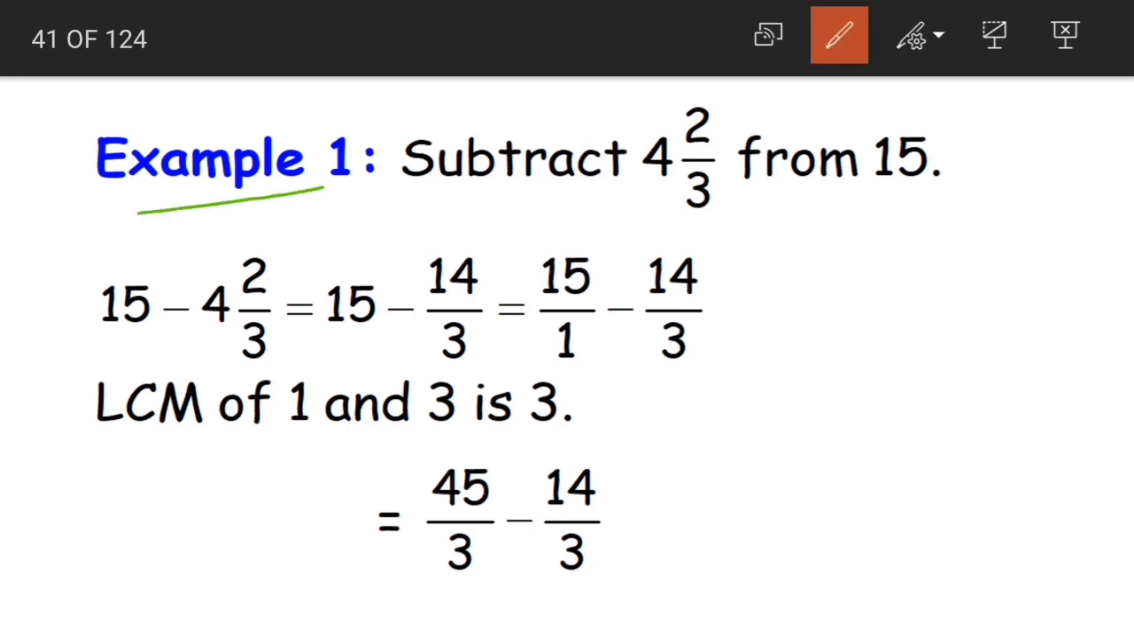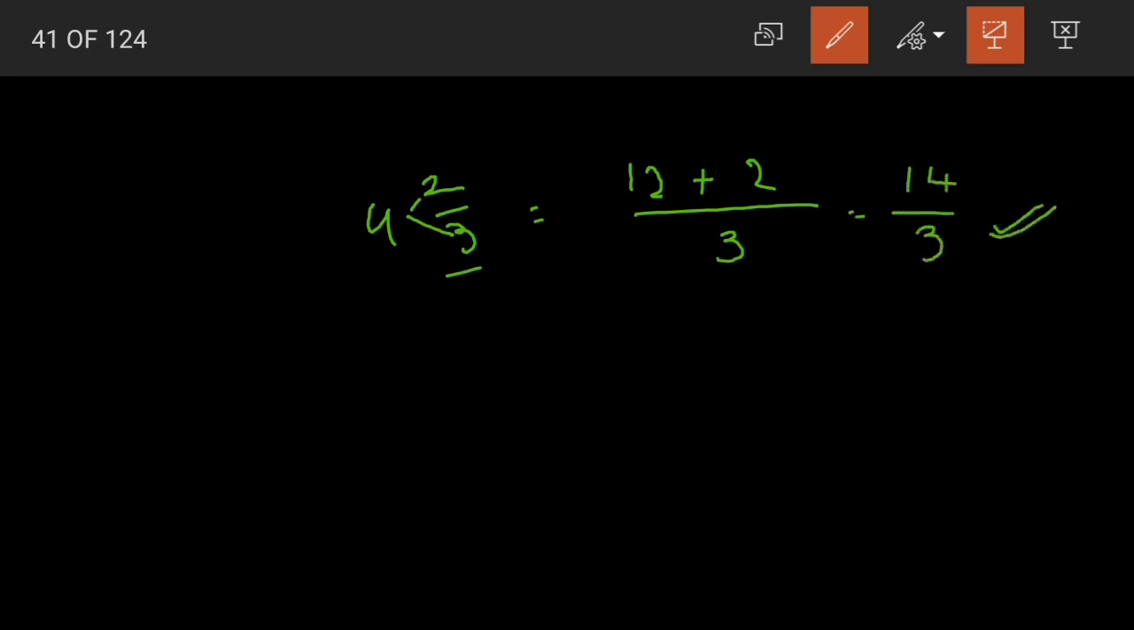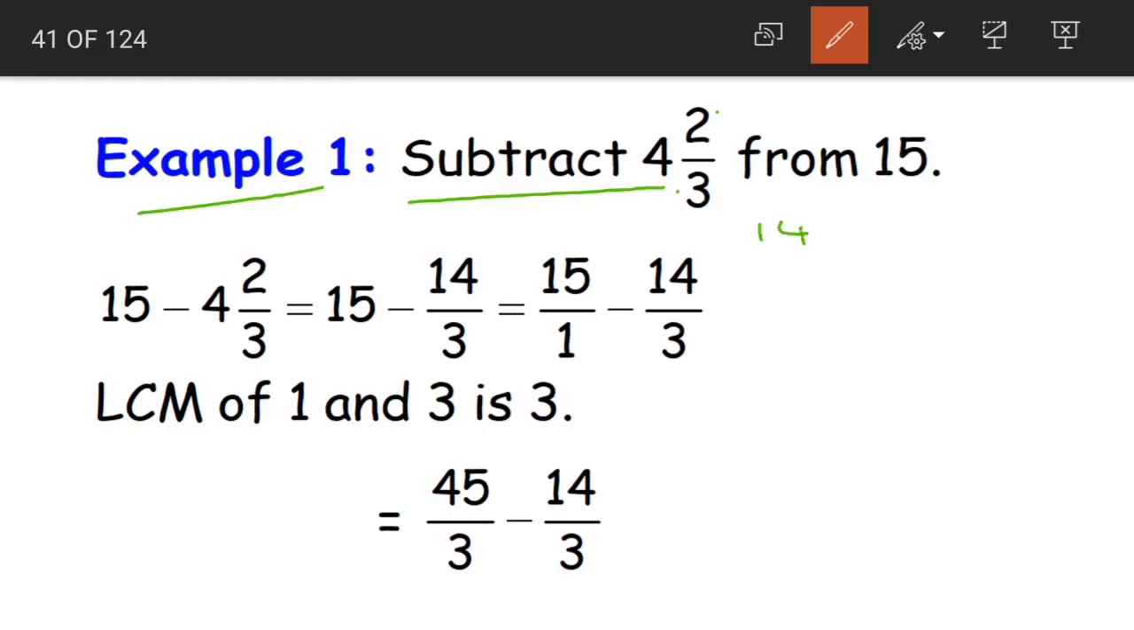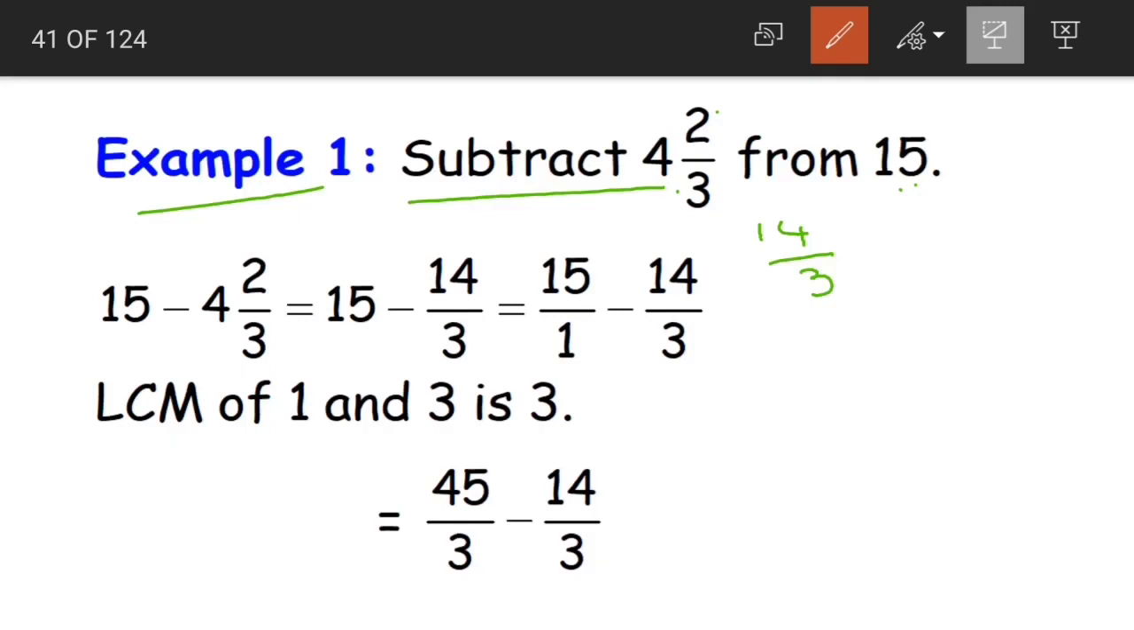We have example 1. Subtract 4 2 by 3 from 15. 4 2 by 3. How to convert it into improper fraction? 3 4s are 12 plus 2 divided by the denominator 3. That is nothing but 14 by 3. So, our 4 2 by 3 is nothing but 14 by 3. We should subtract it from 15. 15 minus 14 by 3. Again, as I said here, children, was it 14? Yes, 15 minus 14 by 3.